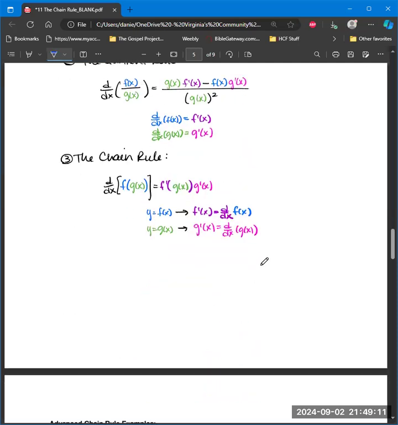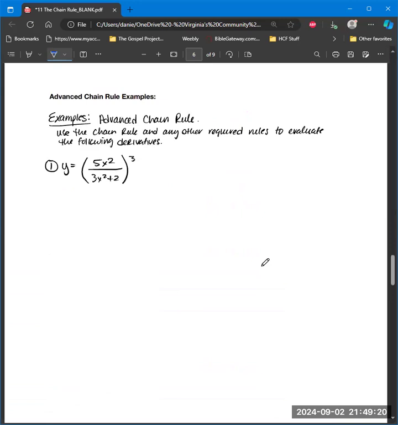And the chain rule here, we have the derivative of f of g of x is equal to f prime of g of x times g prime of x. So let's put it all together and look at our inner function u. It's 5x squared over 3x squared plus 2. And that makes y equal to u to the third. y prime is equal to 3u squared times, I'm going to say u prime here. So let's figure out u prime, where I'm going to use a quotient rule.